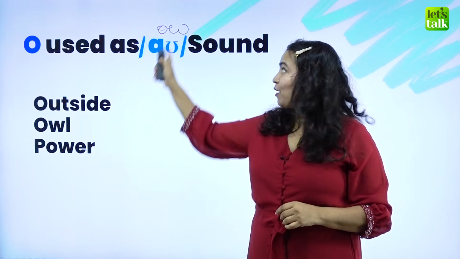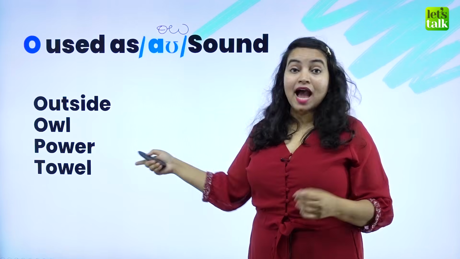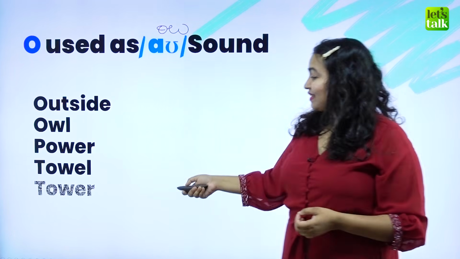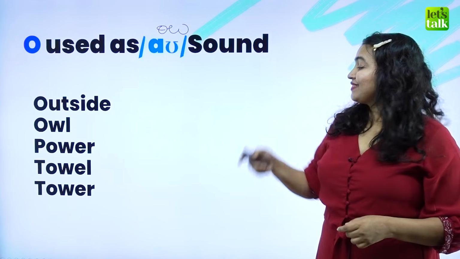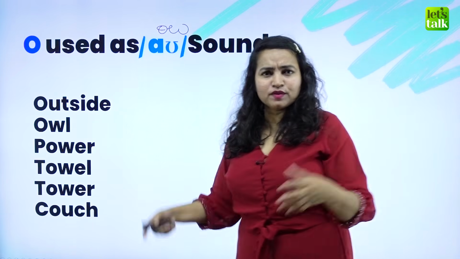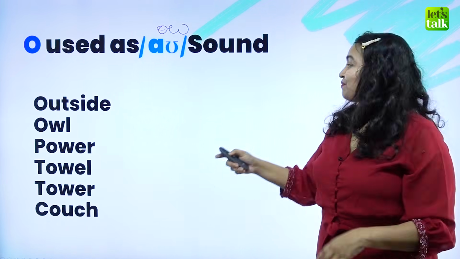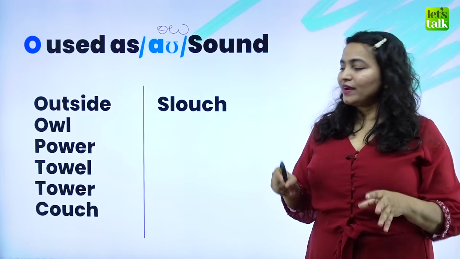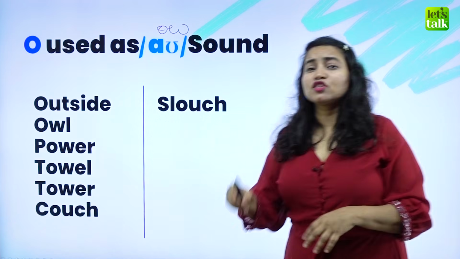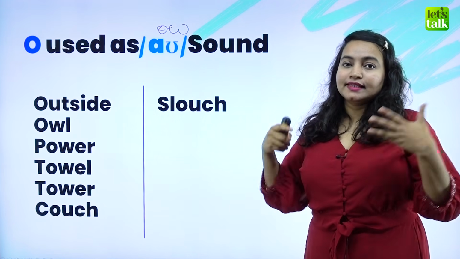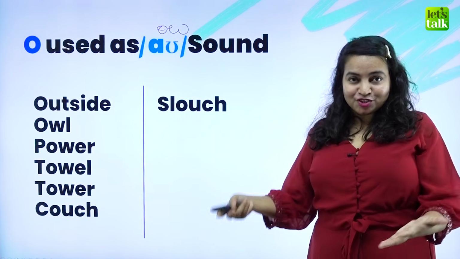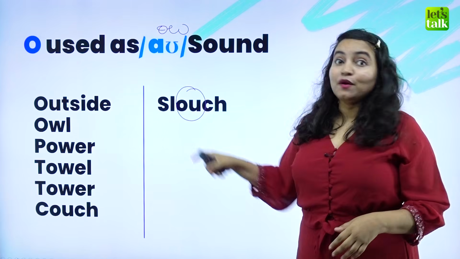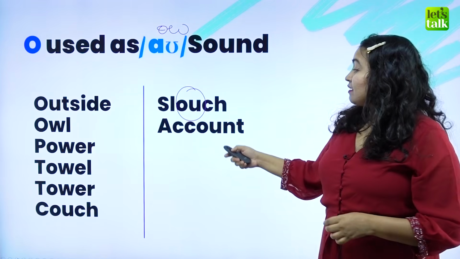Power. Okay, not power. I've heard people saying power, which is wrong. It's power. Ow. Towel. Okay, you dry yourself with a towel. Tower. Couch. Where do you sit on? Couch. Okay, next word, say this after me. Slouch. Now, people, when they sit on a couch, they tend to slouch, which means they tend to sit in a bad posture. Okay, it's a very lazy way of sitting. It's the ow sound, slouch.